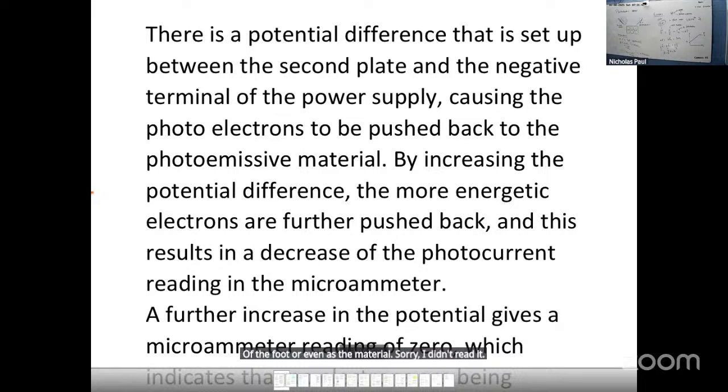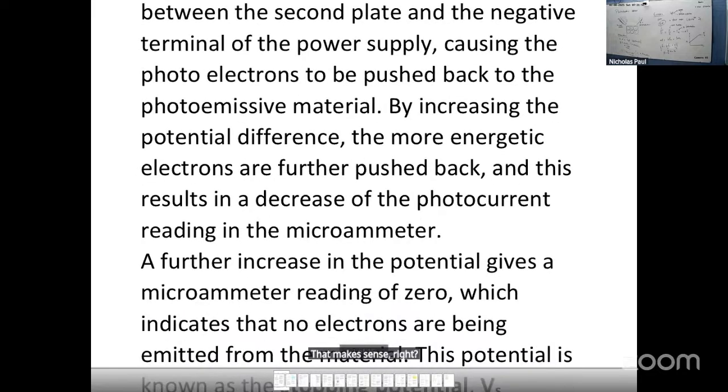Here's what it did now. A potential difference is set up between the second plate and the negative terminal of the power supply. That makes sense? This causes the photoelectrons to be pushed back towards the photoemissive material. By increasing the potential difference, the more energetic electrons are further pushed back, and this results in a decrease in the current.